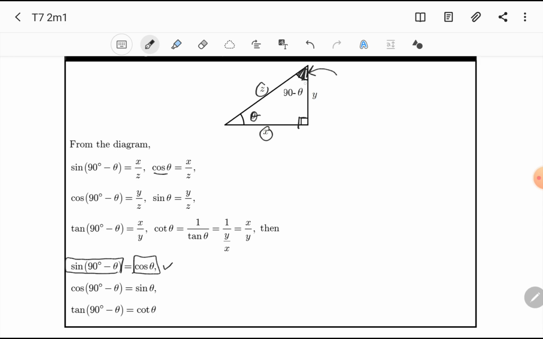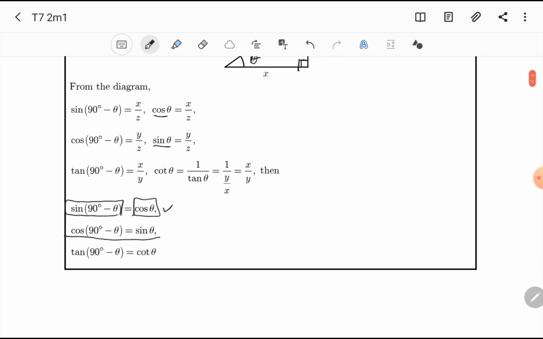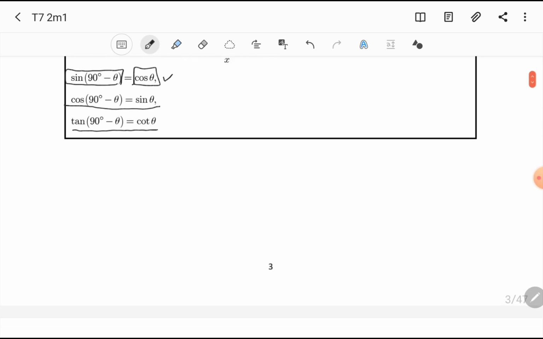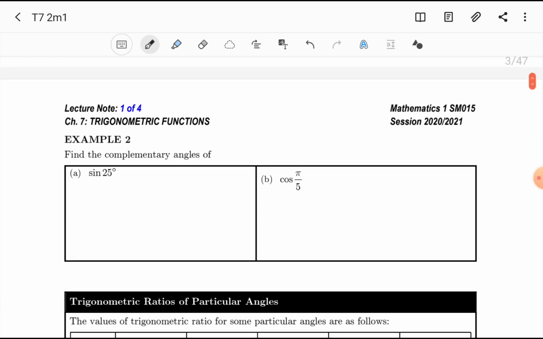Okay, next. Cos 90 minus theta. Cos is, okay, apa dia? Cos adjacent divide by hypotenuse. Okay, so we have y over z. Dan if you refer the previous note, y over z equals to sin theta. So we can get the second relationship. Okay, so repeat the same thing. So you will get tangent 90 minus theta equals to cotangent theta.